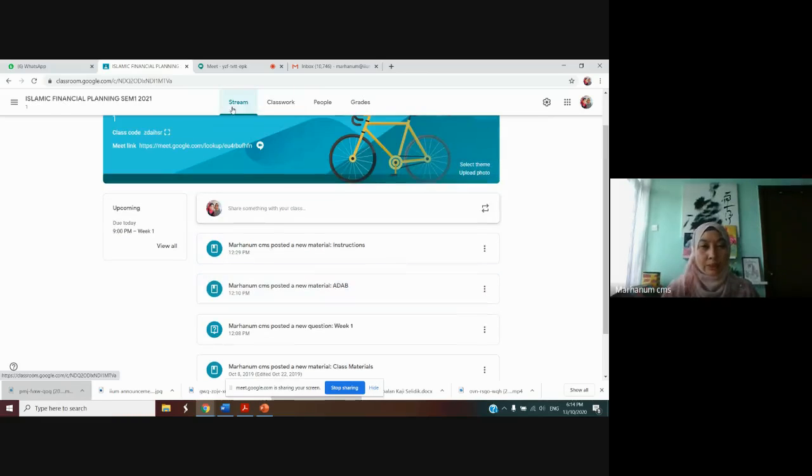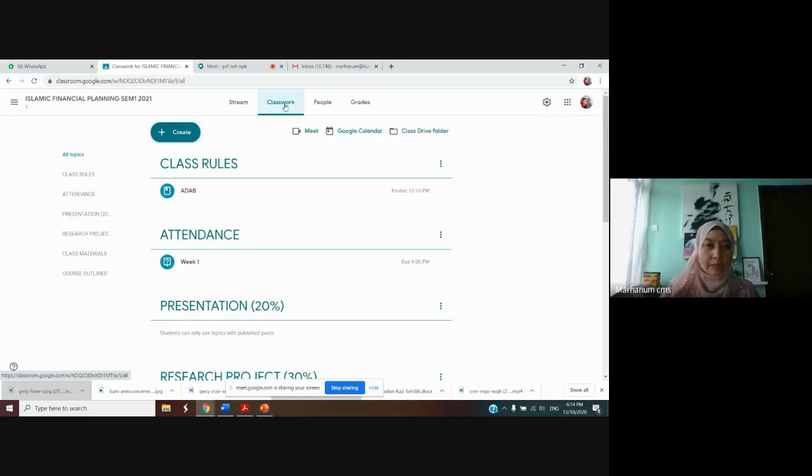Okay, so the most important part is this: Stream, classwork, people and grades. I will use all of this, especially the classwork part. At the classwork, you can see all the important topics on your left side here. Class rules, attendance, presentations, research project, class material and course outline. So class rules, we'll discuss after this.